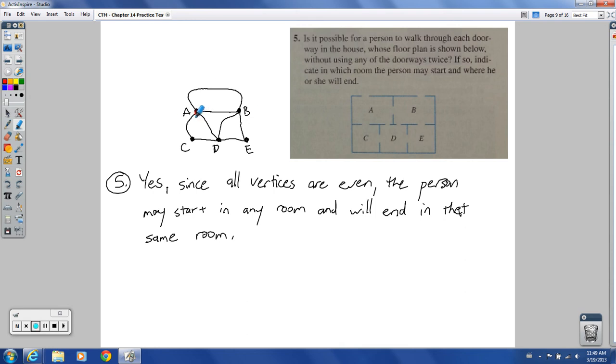But let's say I started at A. I could go from A to C to D. I could go there, there, there, there, and I could go around outside, back this way, and boom, I end up back where I started at vertex A, or in room A.